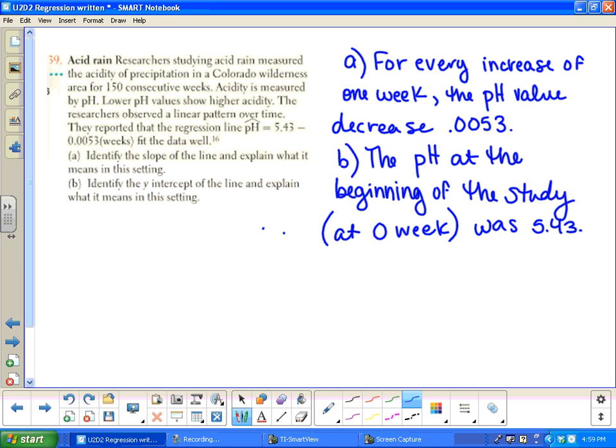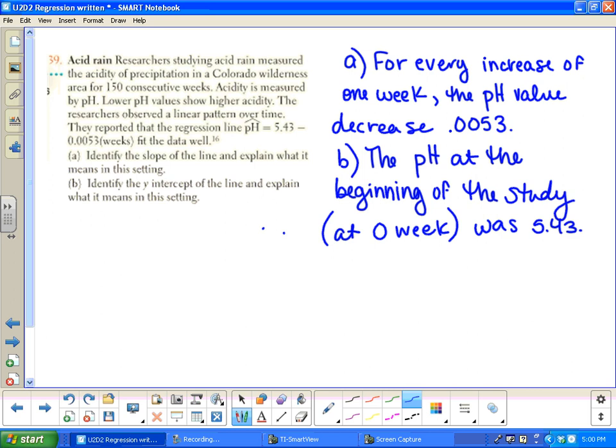Now my sentence is much shorter than theirs, but I still talk about context. I say the word pH. And I say, for every increase of the x value, and I don't need to say x value, I need to say what the x value actually is, and that would be weeks. And then for the pH, I say what y is, so y is going to decrease or increase.